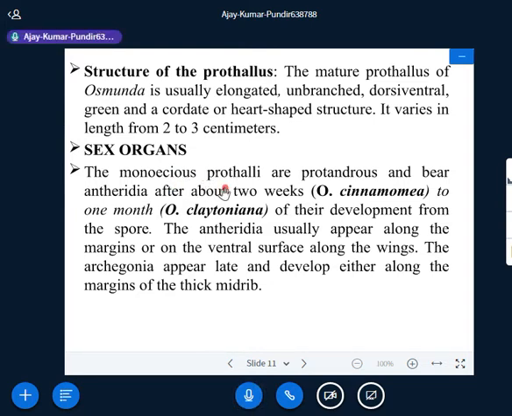On the same prothallus there is a developed male and female sex organ. So the prothallus of Osmunda is monoecious, and it is proandrous type. What is the meaning of proandrous type prothallus?